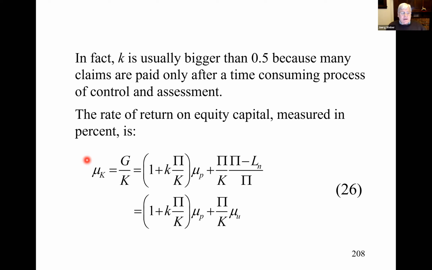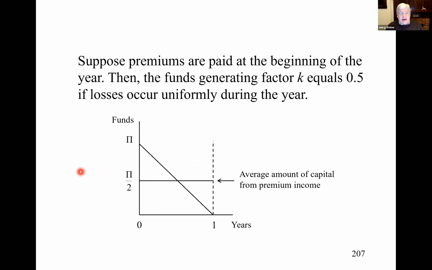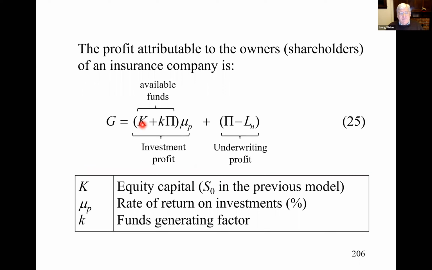Now we can express this in percent. So let's divide the profit attributable to the shareholders by the shareholders' capital. So again, you get a percentage. So that's a return on equity capital. That's a return on the shareholder capital. Or simply the return on equity. So I divide it here in equation 25. I divide everything by K. So I'm getting here a 1. And here you have pi divided by K. And then here you also divide by K.